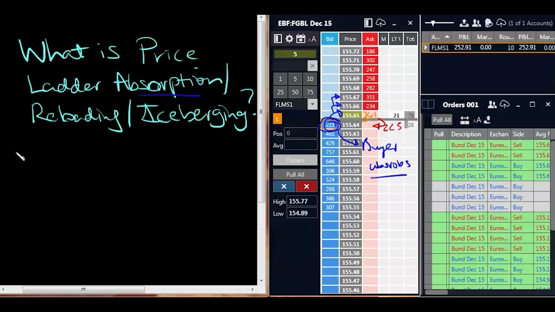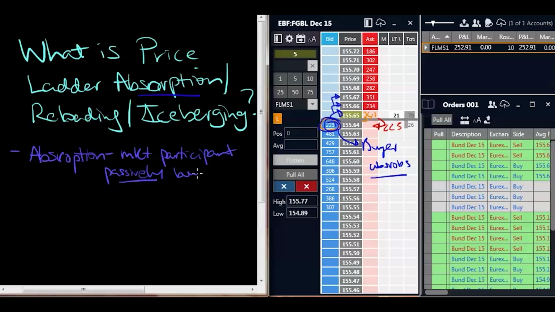So in absorption, if we're just going to quickly write this out: a market participant passively, the keyword is passively, buys or sells as other market participants sell or buy at market into them. That's essentially what absorption is.